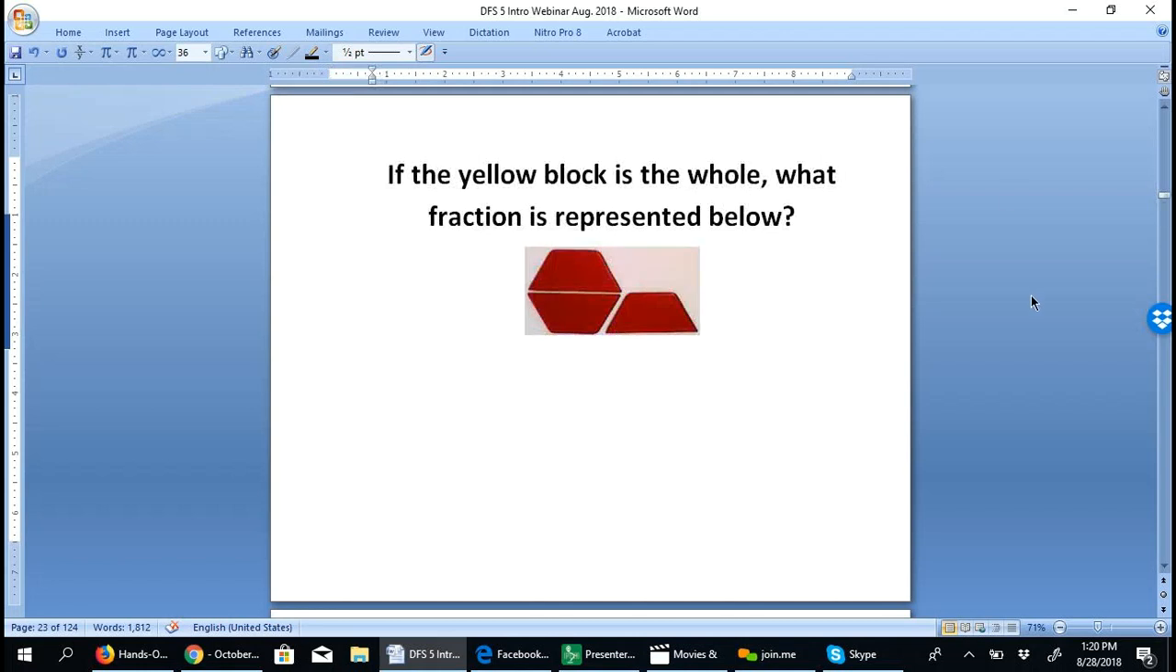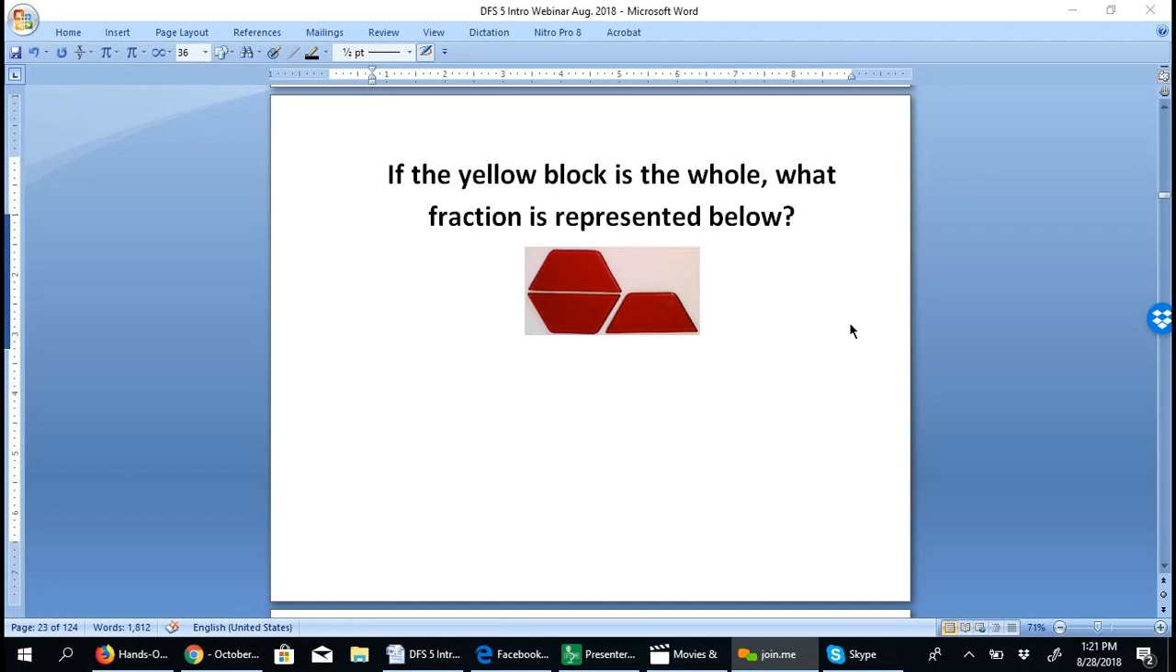Okay, so now it's your turn to text, chat, and respond. If the yellow block is a whole, this image here represents a fraction. What fraction is represented here? Okay, please text, chat your response. Remember that each red block is a half. What fraction is represented by this?